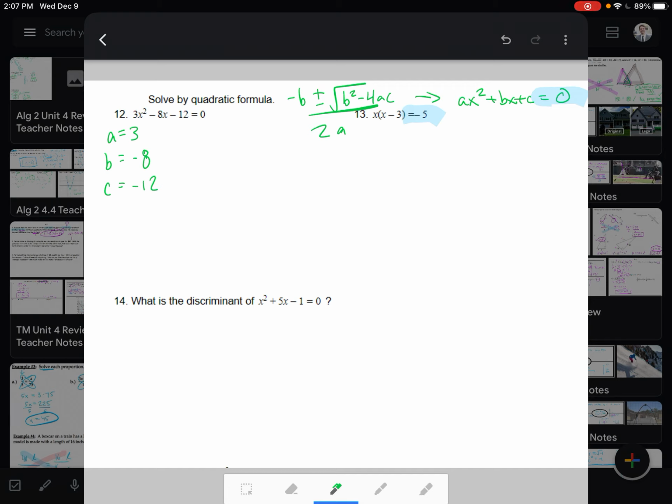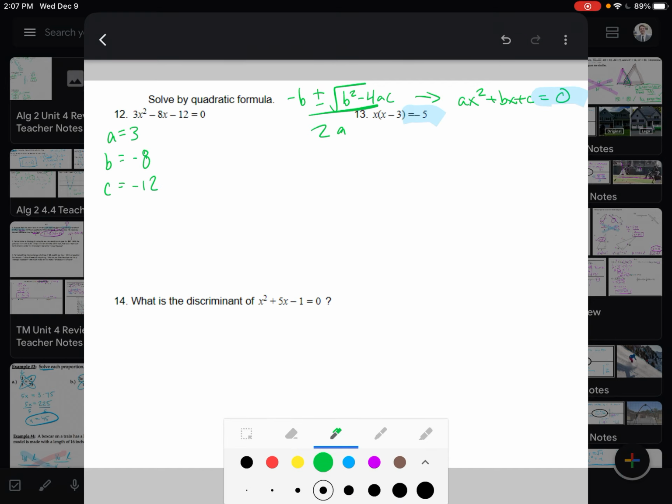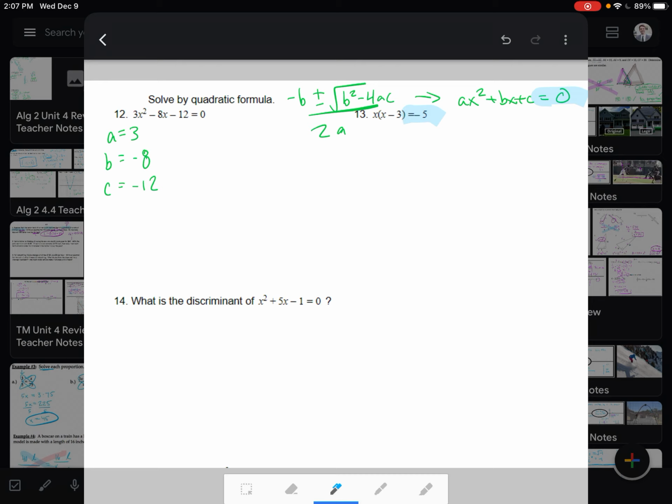Once we do that, we start plugging in. And again, do not forget this negative on the outside here, -b plus or minus the square root of b squared minus 4ac all over 2a. And I realize I should be doing these parentheses instead. Let's fix that up. So b squared minus 4ac all over 2a. Being careful to plug in the correct values here.